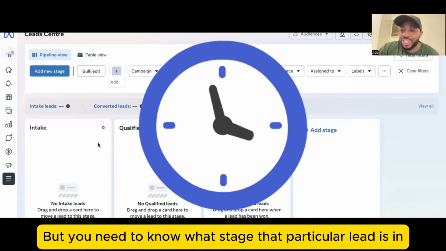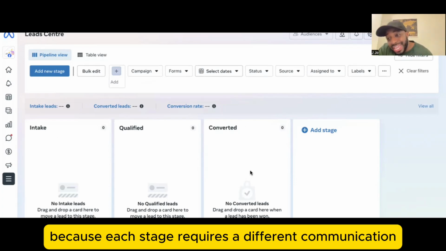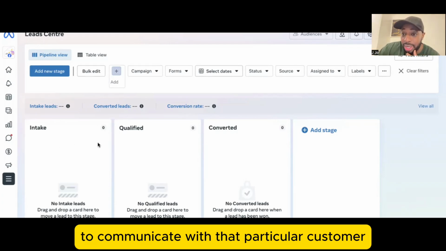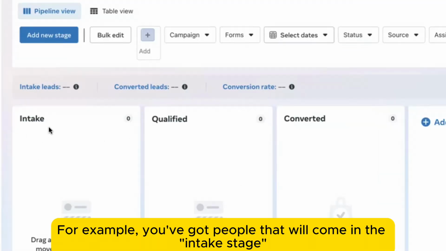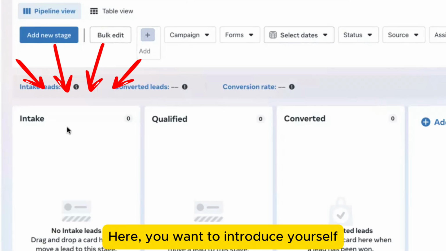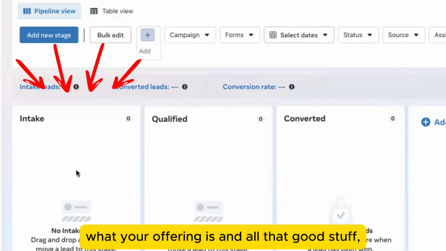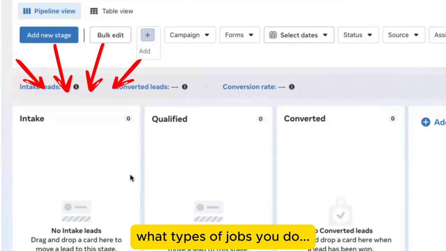That takes time, but you need to know what stage that particular lead is in, because each stage requires a different communication with that particular customer. For example, you've got people that will come in at the intake stage. They've just signed up, they don't know about your business. Here, you want to introduce yourself, let them know about what you offer, what types of jobs you do, and all that good stuff.